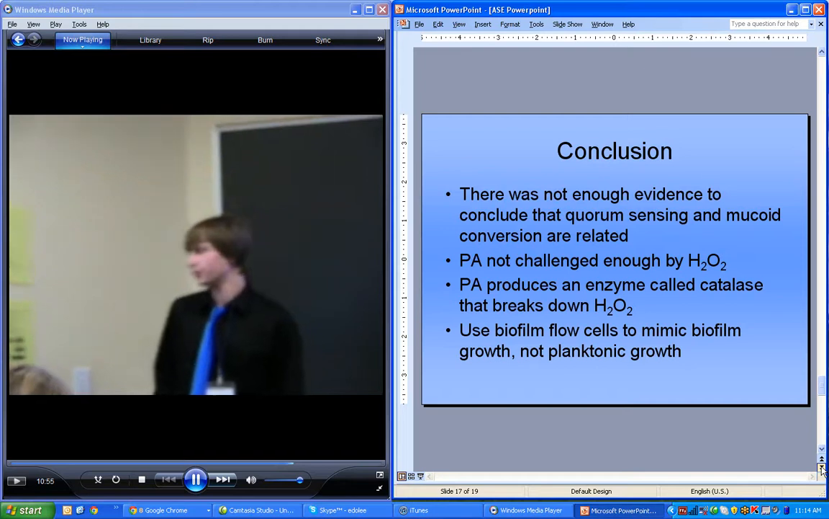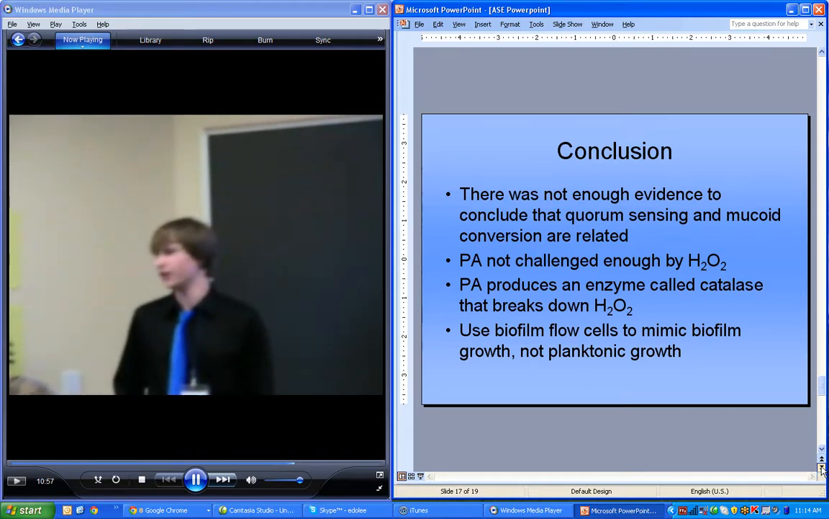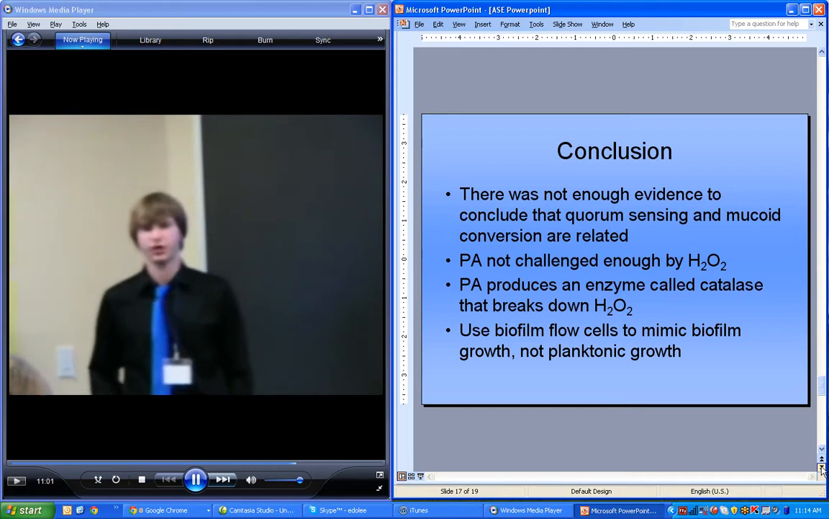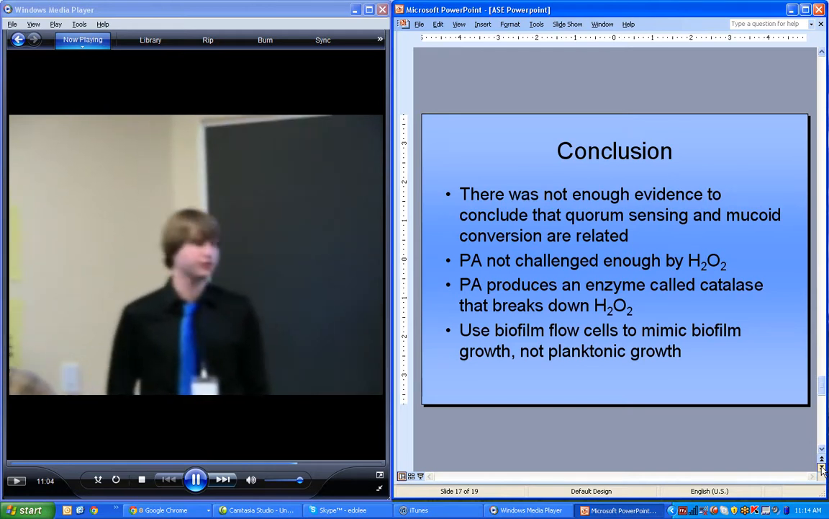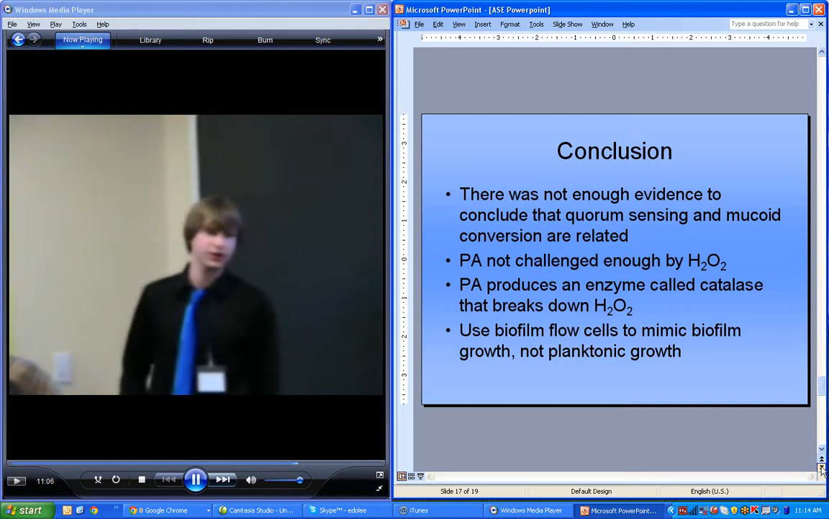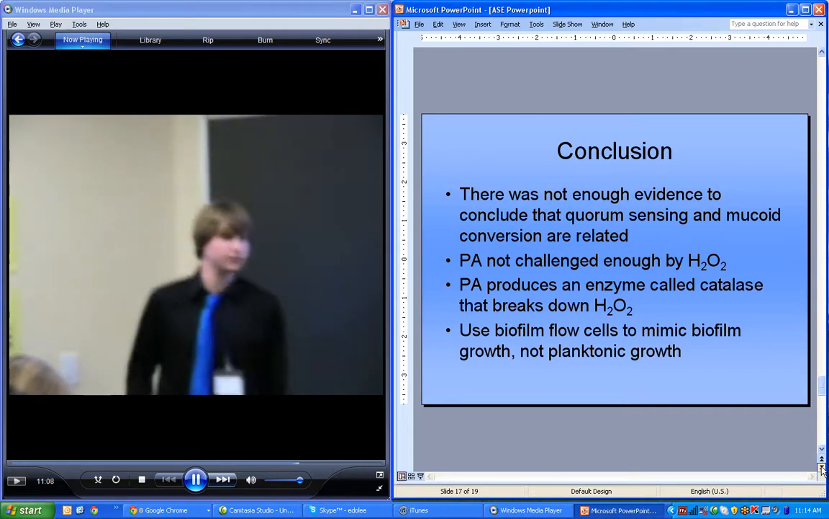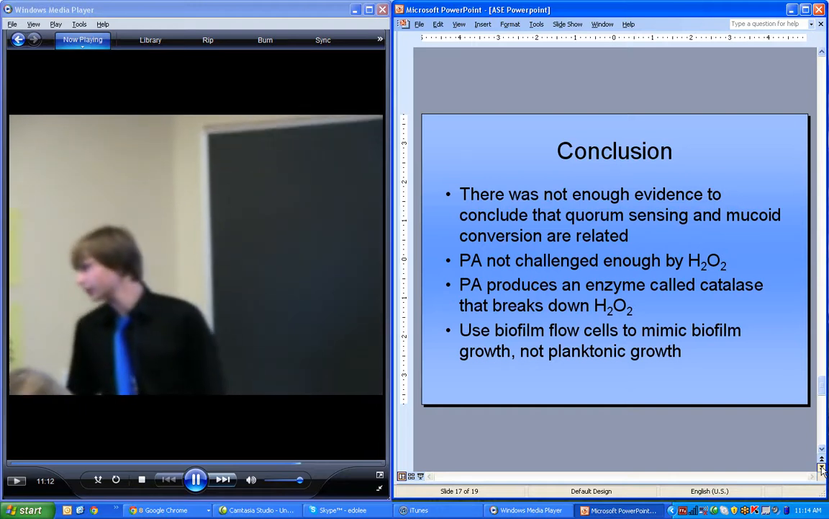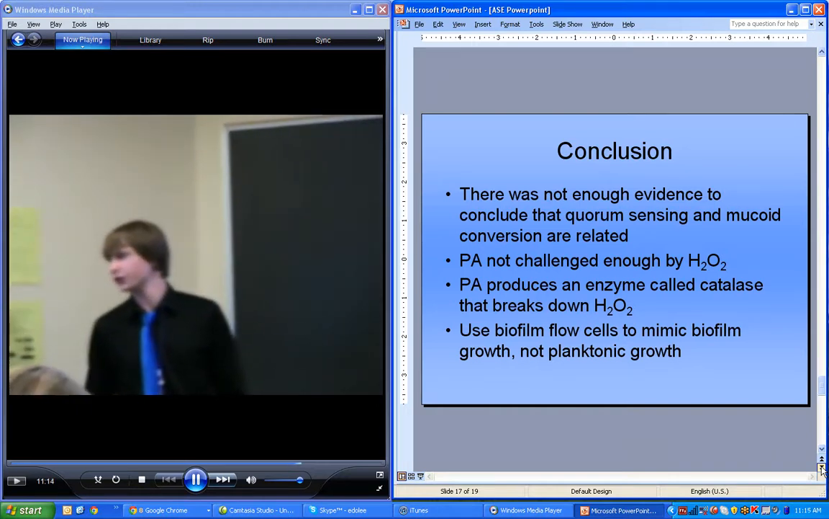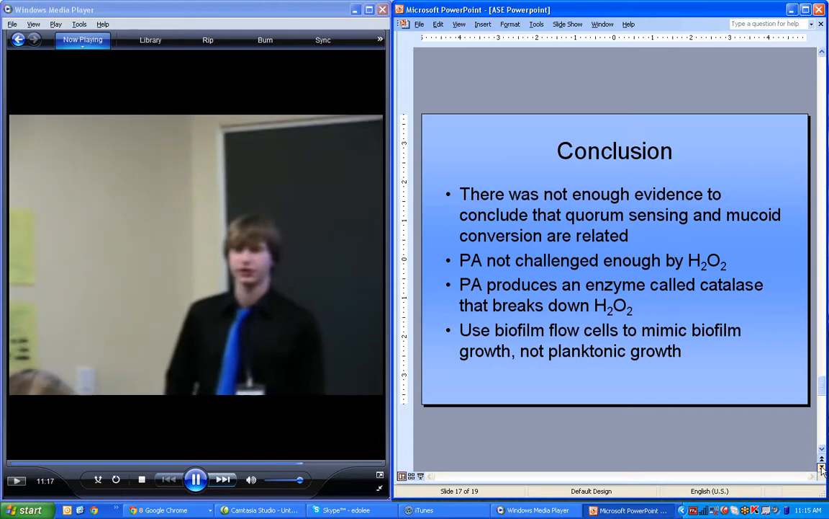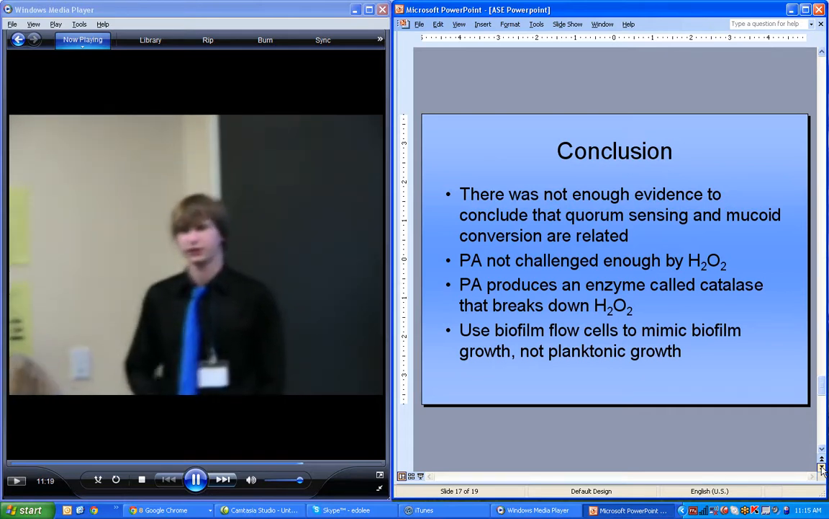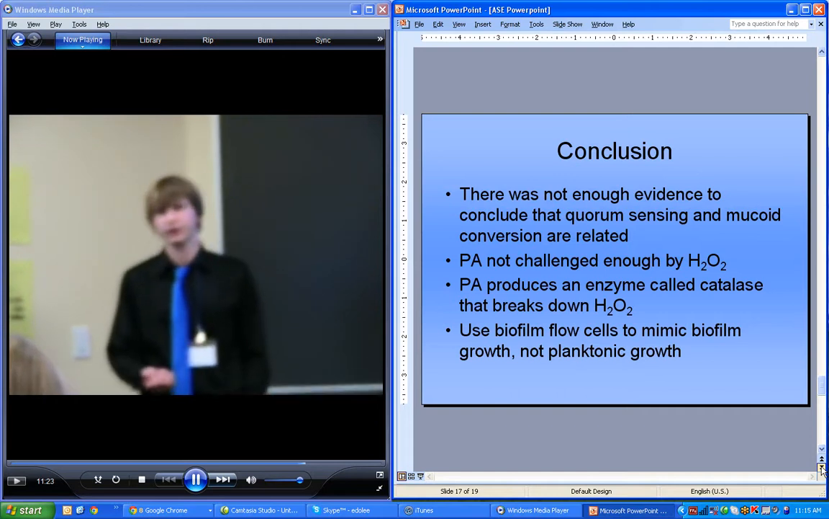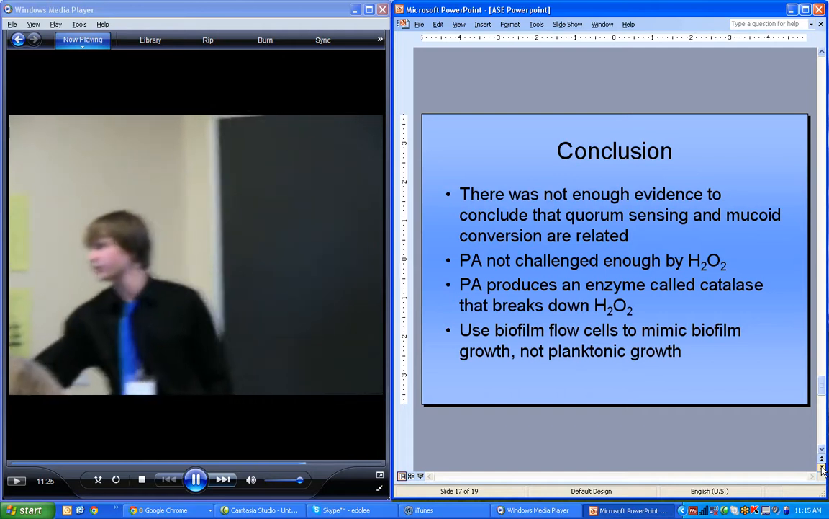And Pseudomonas aeruginosa also produces an enzyme called catalase that breaks down hydrogen peroxide. And perhaps we could have added hydrogen peroxide 3 times a day instead of twice, so catalase wouldn't be able to break down hydrogen peroxide as quickly. And biofilm flow cells are the types of cells that generally convert to mucoid more often as opposed to planktonic growth, which is what I was studying, so perhaps I should use biofilm flow cells instead.